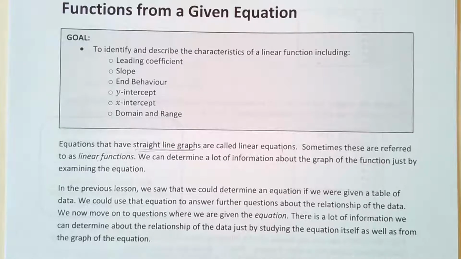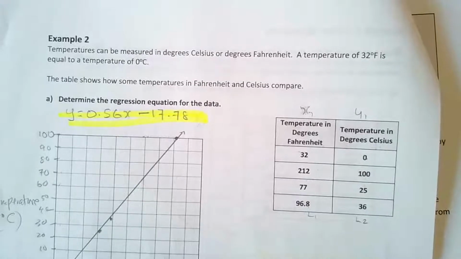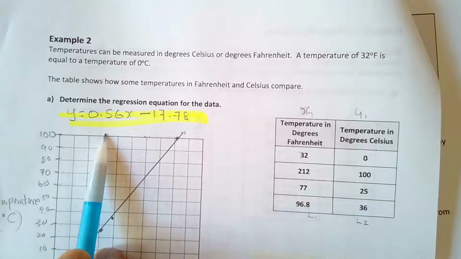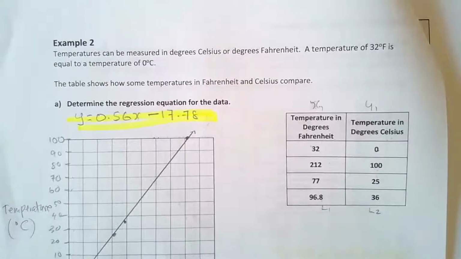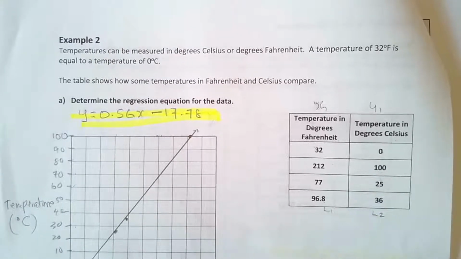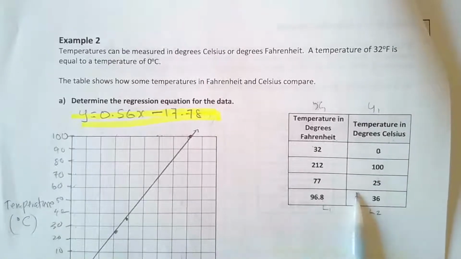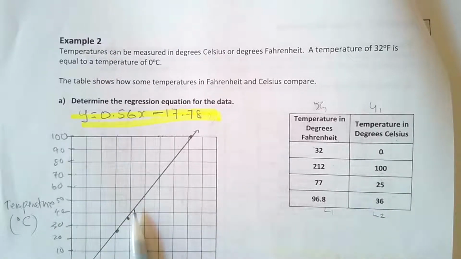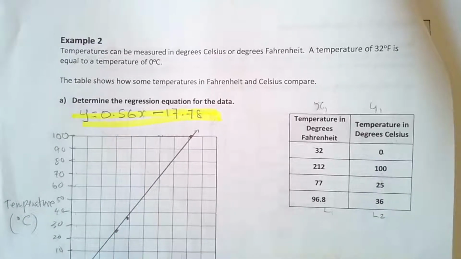Now, in the previous lesson, we saw that we could determine an equation if we were given a table of data. So here we have our table of data. We plot that in a scatter plot, and we derive the equation. But we used a graphing calculator. The question is, can you do it without a graphing calculator or graphing technology? In today's lesson, we are going to use a set of data, graph it on graph paper, the scatter plot, and derive this equation without using a graphing calculator.